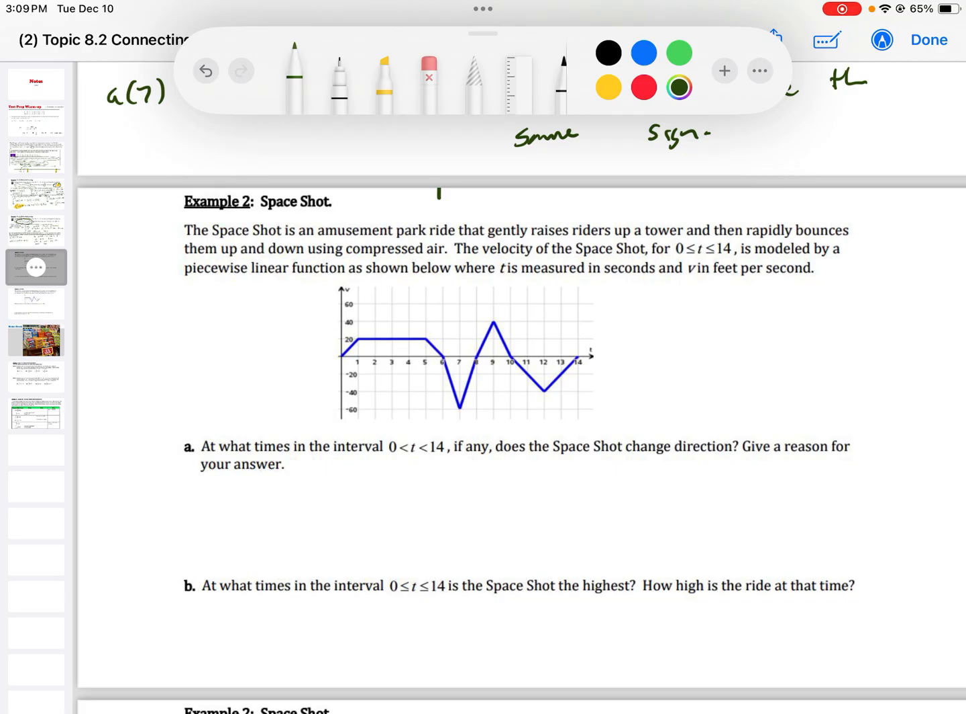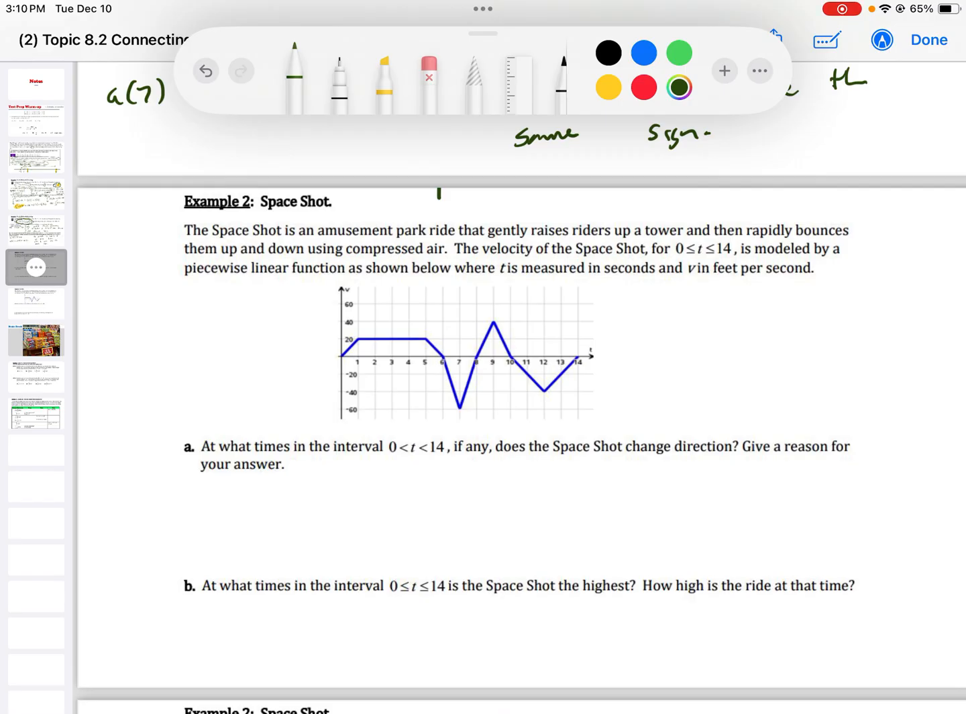All right, let's do this next question. I'll probably make this 2 videos just so it doesn't stop recording, but we'll do this one now. The Space Shot is an amusement park ride that gently raises riders up a tower, then rapidly bounces them up and down using compressed air. That sounds awful. The velocity of the Space Shot for time t between 0 and 14, including 0 and 14, is modeled by that piecewise linear function. So they're all just straight lines. t is measured in seconds, v is measured in feet per second.